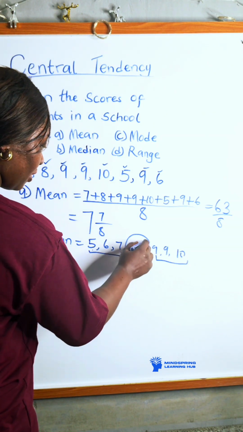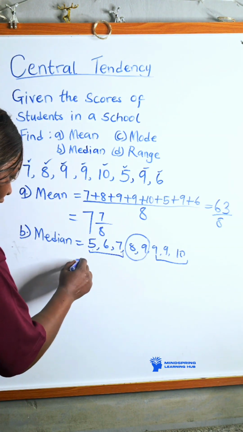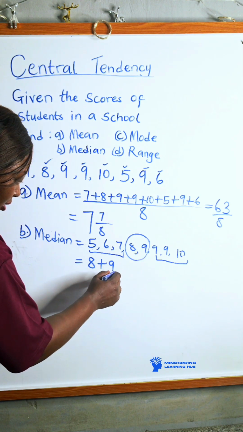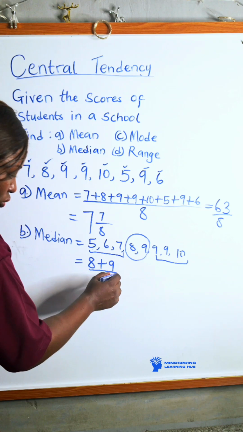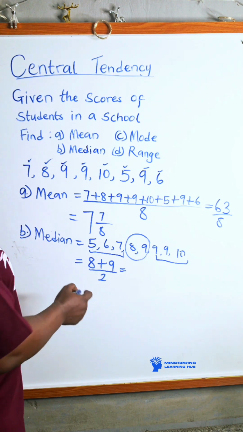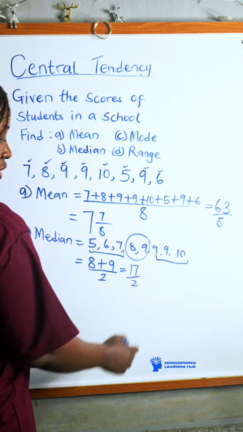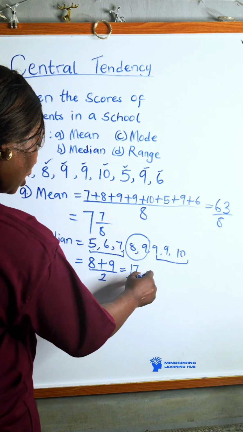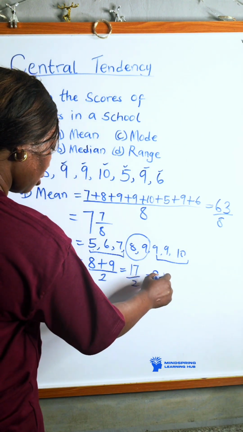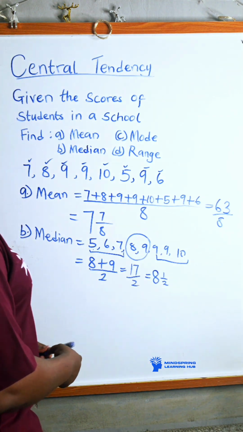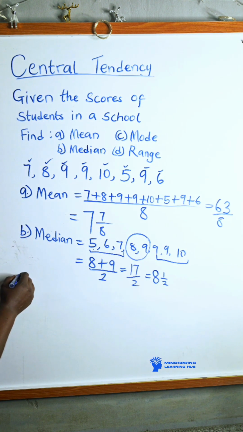What do I have? I have 9 and 8 at the center. So you have 2 numbers at the center. You can say 8 plus 9 divided by 2, because there are 2 numbers. 8 plus 9 divided by 2, you have 17 divided by 2. 17 divided by 2, you have 8 whole number 1 over 2, which you can change to decimal if you wish. Okay, so we have this. Now we are done with median.